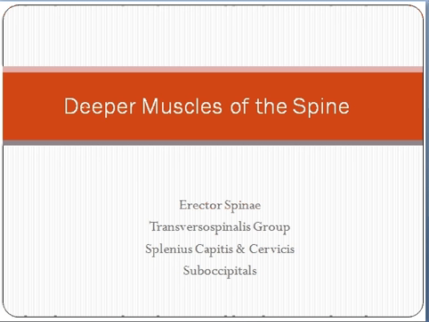This week we're going to continue to look at the muscles of the thorax by looking at the deeper muscles of the spine. These include the erector spinae, the transversospinalis group, the splenius capitis and cervicis, and the suboccipitals.